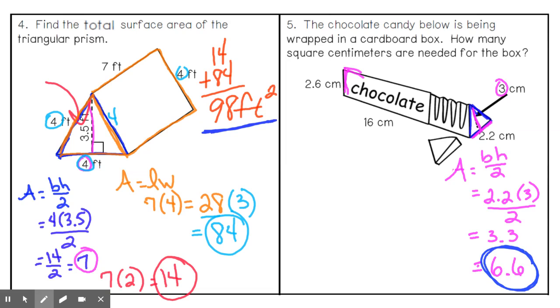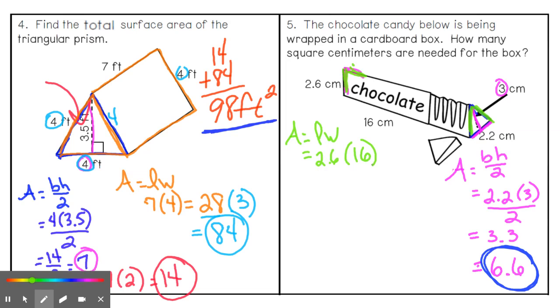But then when it comes to the rectangles, we have to look at those, okay? So this triangular base was not an equilateral triangle. This tells us that this side is 2.6. So same thing here, and then same thing here and here. So we have 2 sides where that is 2.6, but then we have one side where it's 2.2. So we can say the area for a rectangle is length times width. So we can say 2.6 times 16, and that will give us one rectangle.